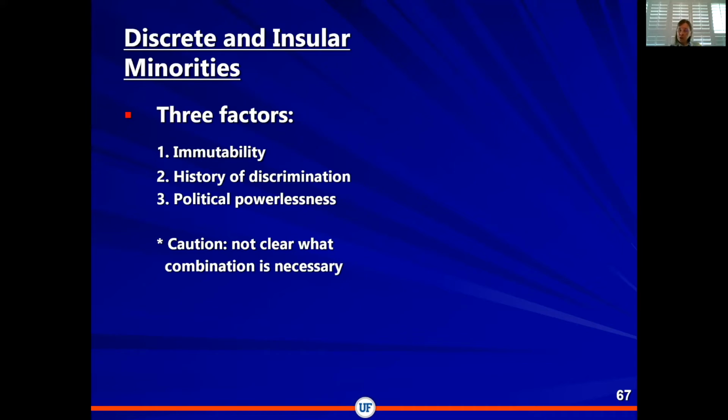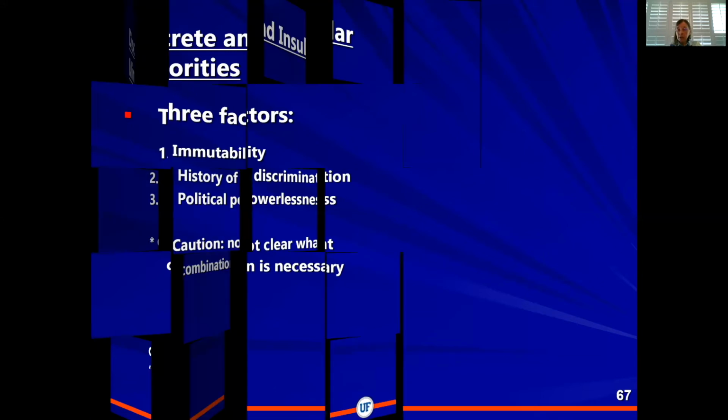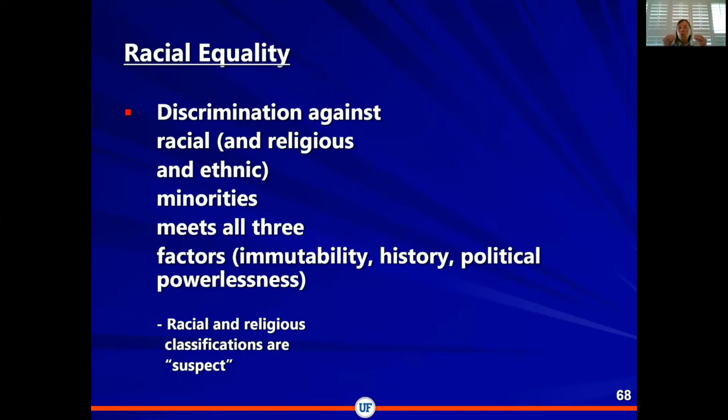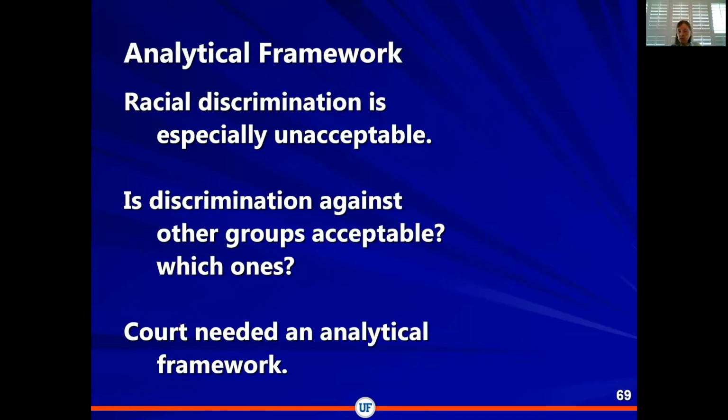All we have to do is think about affirmative action. Affirmative action is seen as a form of race discrimination, but we know that white people do not have a history of discrimination and they are not politically powerless. So you kind of get an idea. I'm just not clear, but these made sense in the beginning, because in the beginning, religious and racial minorities met all three. And that's why the court said, we're suspicious of laws that discriminate against religious and racial minorities. So racial discrimination is especially unacceptable.